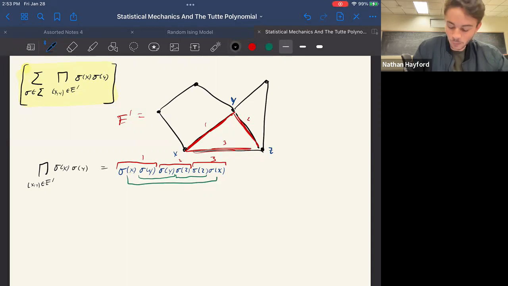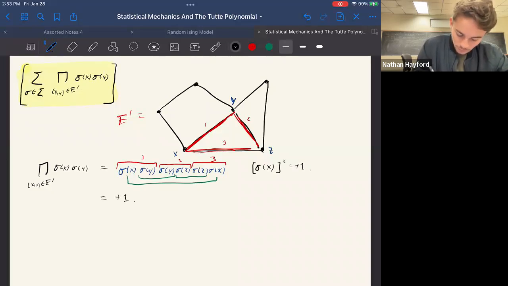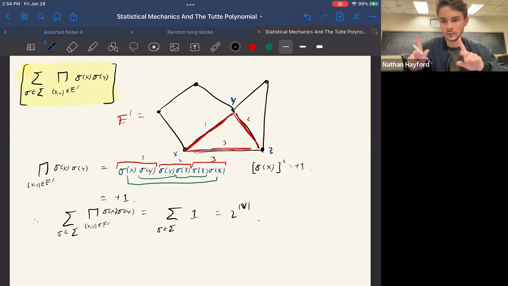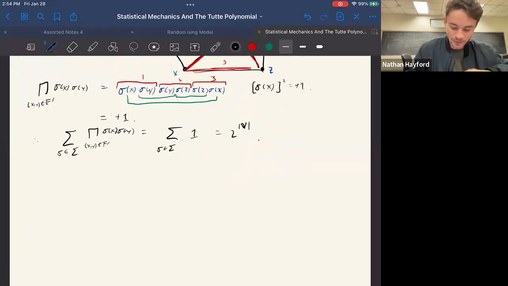So notice, why did I do this grouping? Well, notice that sigma x is either plus or minus 1, so sigma x squared is always plus 1. So the product, independent of the configuration I pick, is always going to be plus 1. Therefore, the sum over all sigma of the product over xy in E prime of sigma x sigma y is just the sum over all configurations of 1, which is just 2 to the size of V, which is the same as 2 to the number of vertices. So that's very nice. Does it work out like that always, though? That's the question. And the answer is sort of yes.